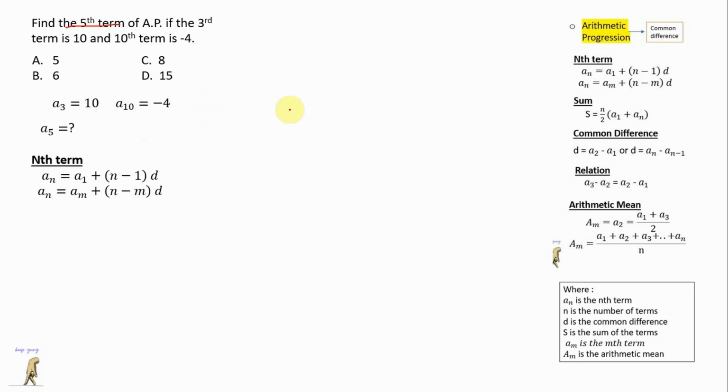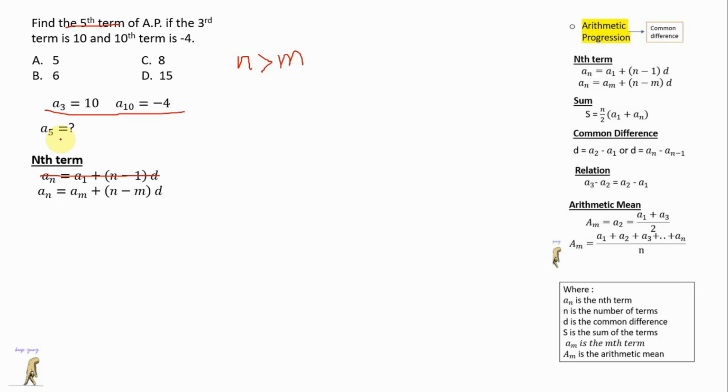So what we need to do now is to use our nth term formula for this arithmetic progression. As we can see, we don't have a sub 1 here, so we're not going to use this. What we're going to use now is this formula. And remember, n is always greater than m. So we're going to use our given here in order for us to get the value of d first, so that later on we'll get our value of a sub 5.